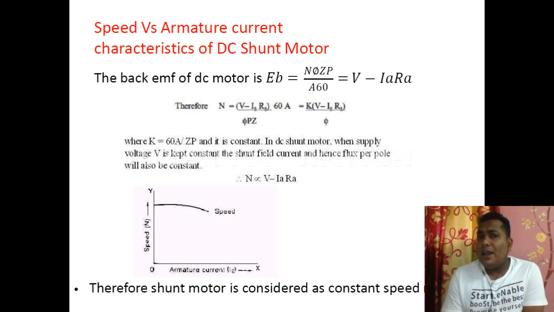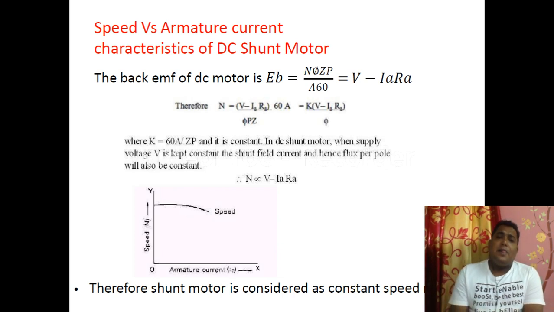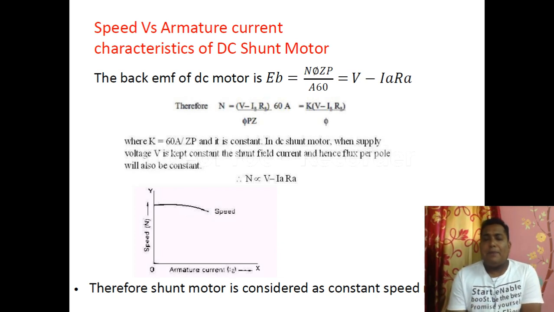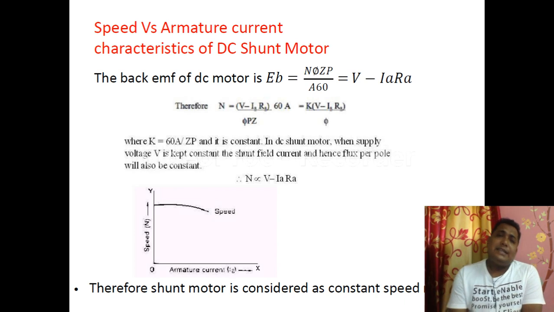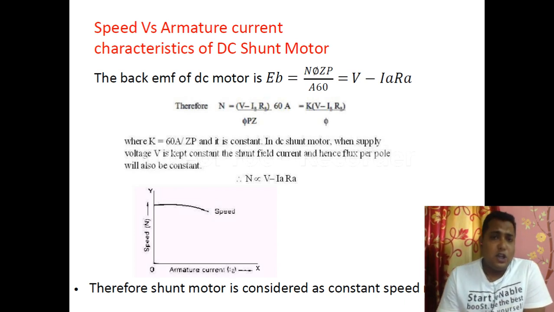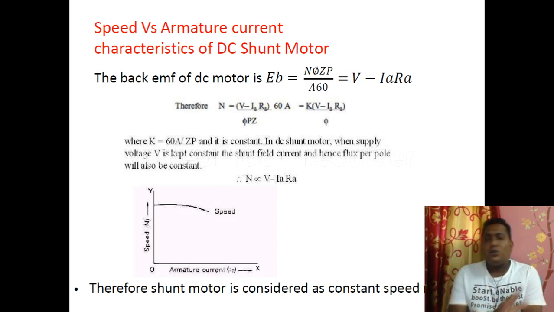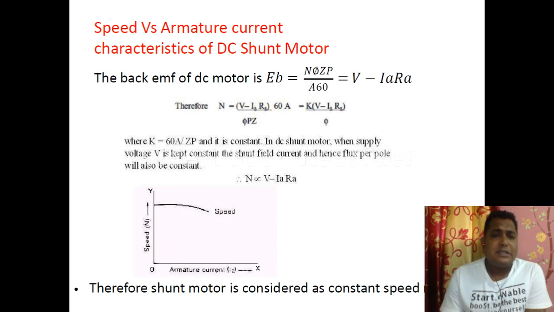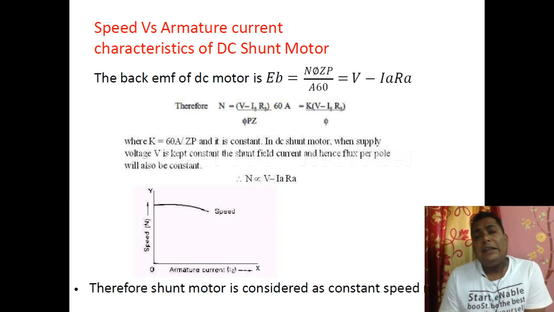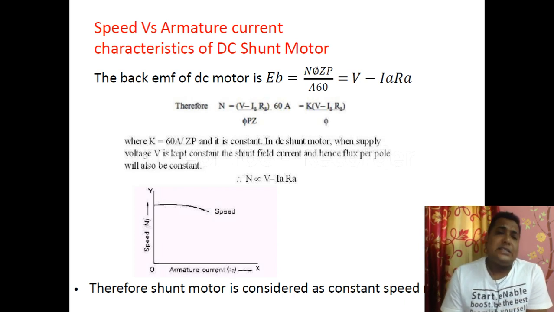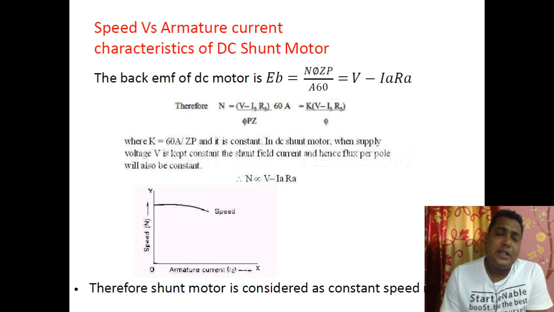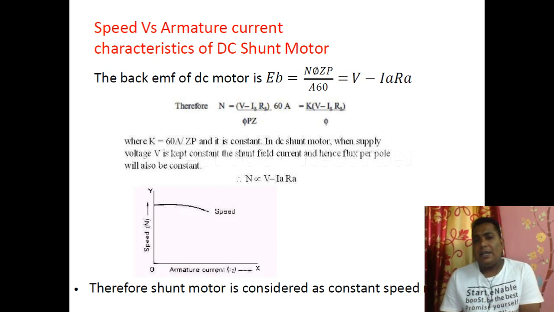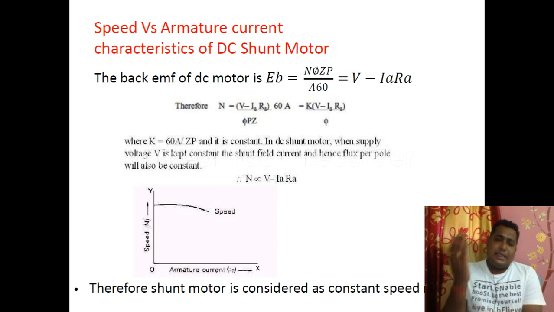Yes, we can consider, as for a particular machine, what is A? A is the parallel path, it is fixed. 60 itself is a constant term. P is the number of poles for a particular machine, it will be constant. Z is the total number of conductors on the rotor, so that will be constant. So if we consider those things are constant for a particular motor, then we can say that N varies as (V minus IA RA) by ϕ. So that will be the relation between speed and armature current.